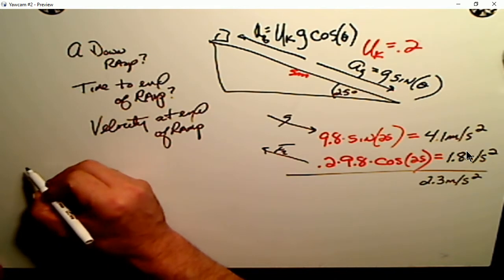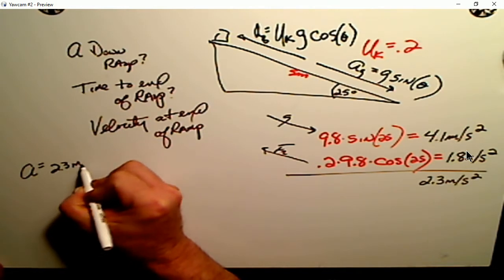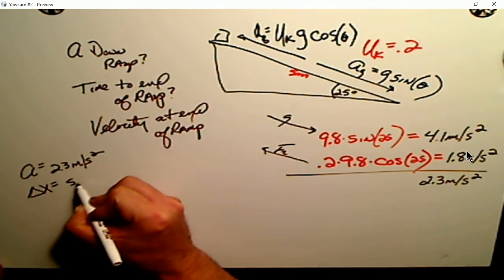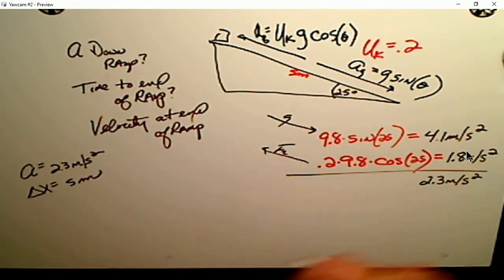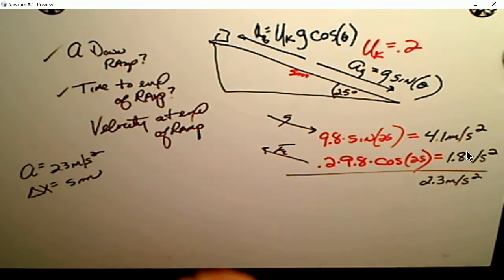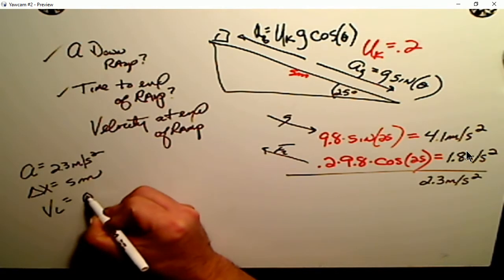So if we write down what we know, now we know the acceleration down the ramp is 2.3 meters per second squared. We do know the length of the ramp is 5 meters. So if we were to figure out the time it takes to get to the bottom of the ramp, we already answered that question. Let's answer that question. And noting that we can say the initial velocity is 0, we're starting from the top of the ramp.